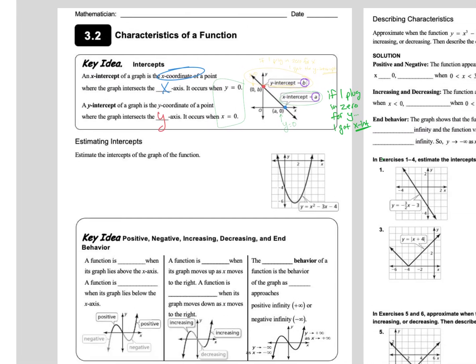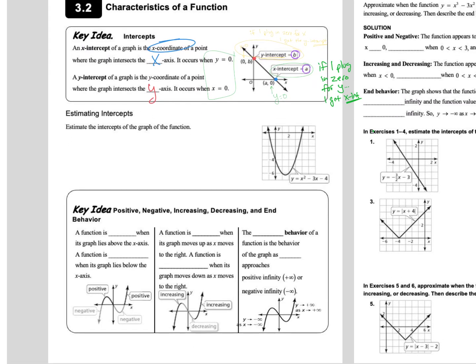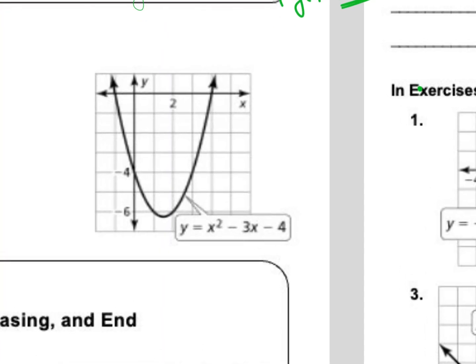So down here, estimating the intercepts. They just want you to estimate the intercept of this graph. So 1, 2, 3, 4. Okay, so perhaps this is 4, 0. That is the x-intercept. And then this one over here, -1, 0. And then down here, well, we're pretty sure that that is 0, -4.